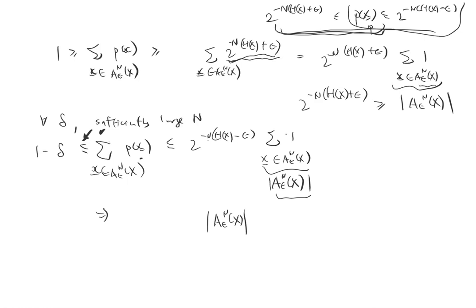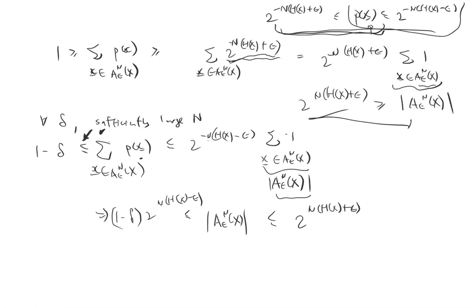So this will be just lower bounded by 1 minus delta times 2 to the n (hx minus epsilon). Okay, that should be no minus in the exponent. Yeah, something like that. So include this here, so it will be something like that, right?